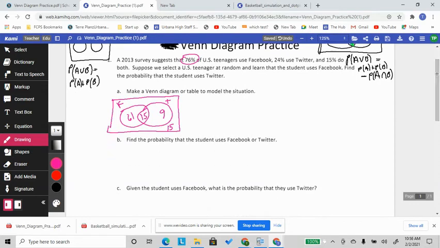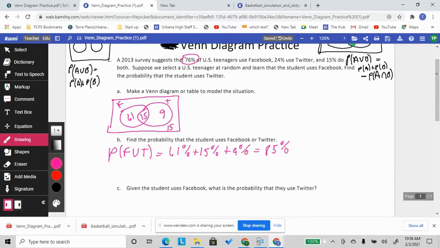Find the probability that the student uses Facebook or Twitter. So Facebook union Twitter. Okay, so I can do it 2 ways. I can just add these up and say 61% plus 15% plus 9% equals 85.